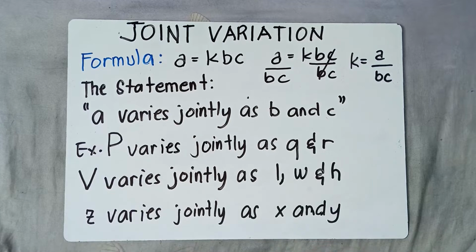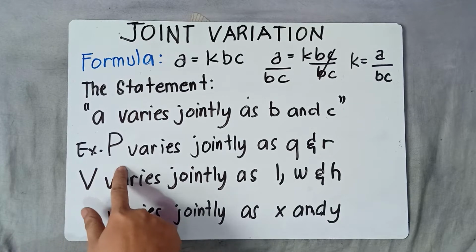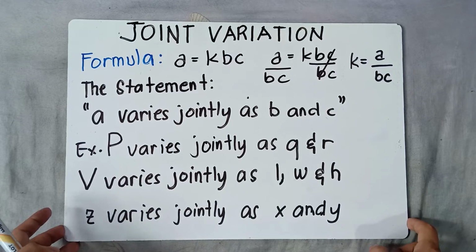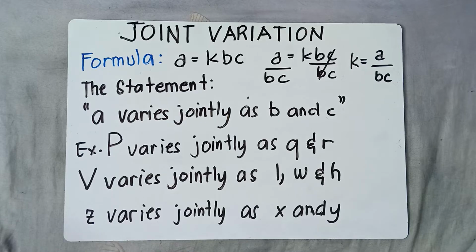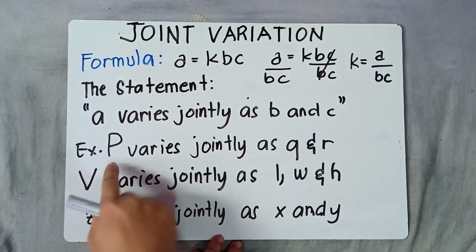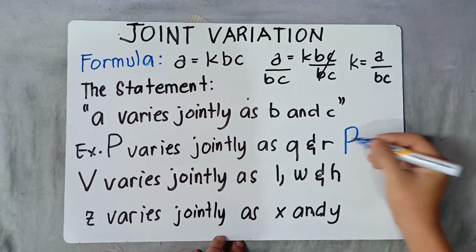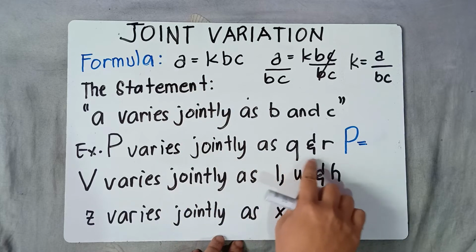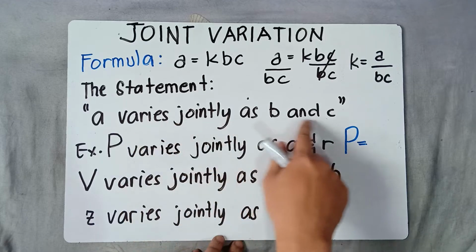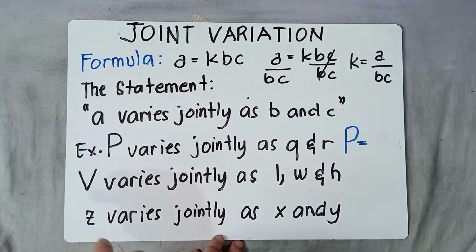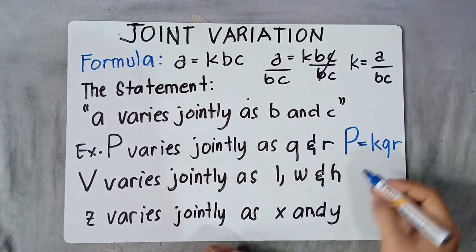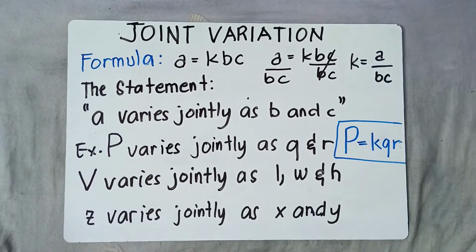Alright, but before we start with problems, let's try to translate each statement into a mathematical sentence. Let's try example number 1. We have P varies jointly as Q and R. How will you write this in the mathematical statement, in the formula? Could you try? Capital P equals, since it varies jointly, you multiply Q and R. Same as A varies jointly as B and C. But do not forget K. K is always there because K is constant, so small k, then Q and R. So that's your answer.